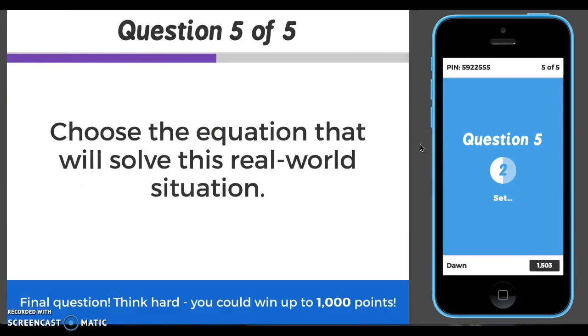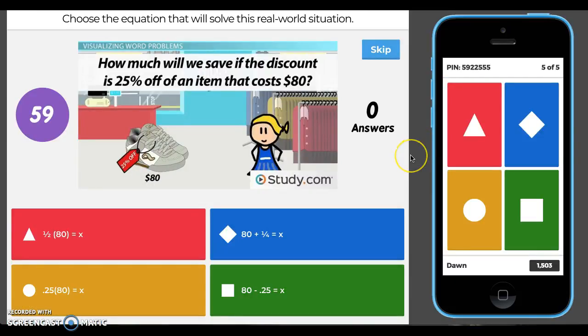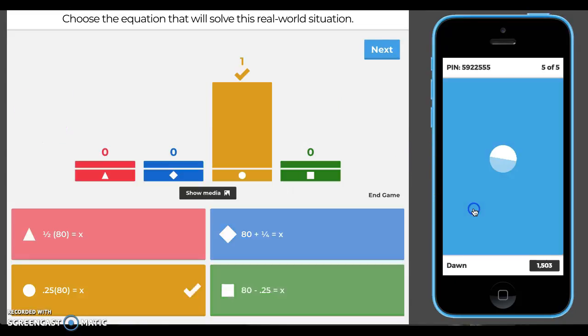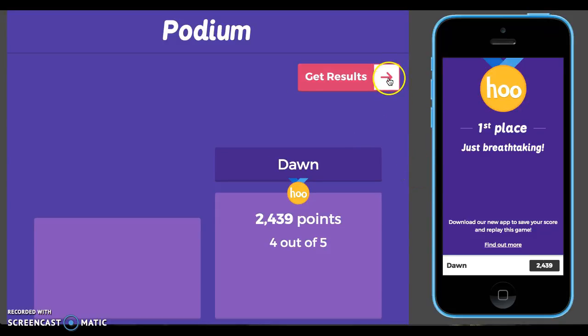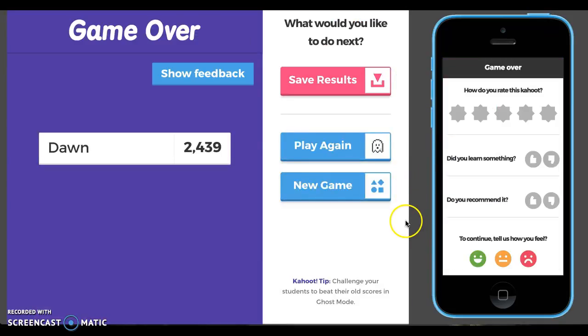Choose the equation that will solve this real-world situation. Okay, we'll go ahead and click the answer. Correct. Shows that it's the end of the game. We have 5 out of 5 players. We're going to get our results here. And we have the choice to play again or start a new game. So that is the Kahoot. Thank you.